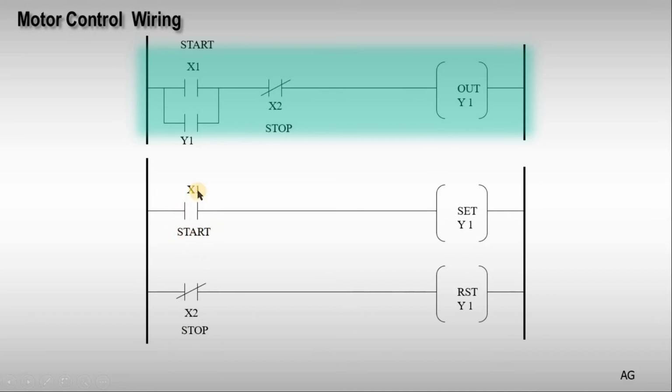You have a push button, which is the first input, which is the start. What it will do, it will set the output. Now X2, because it was connected all the time, then you need to take the reverse. You need to take the normally closed contact here, so it will reset the Y1 when this one is open. So set and reset is an alternative to the out Y1.